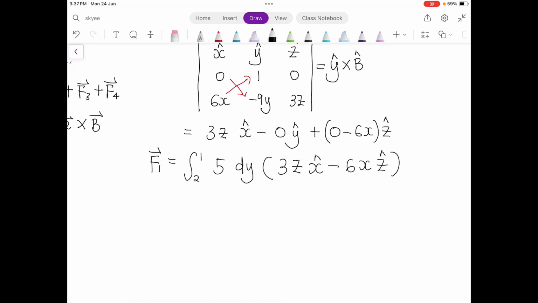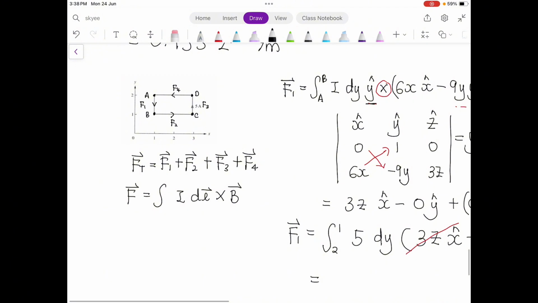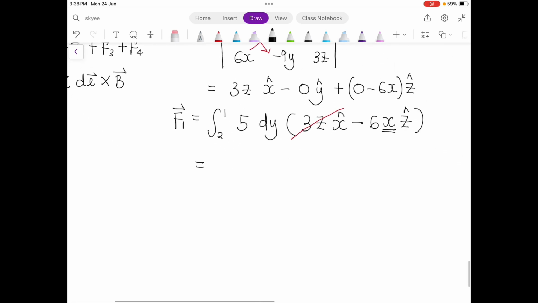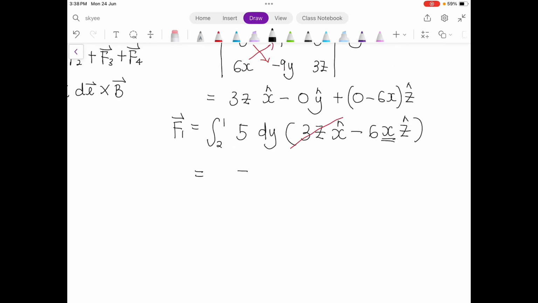What we could say over here is that z is equal to 0. So you will have this 6x. We have to know the value of x, so you refer to the line. This is the line, so x is 1. So you have a negative 30, with x equal to 1.